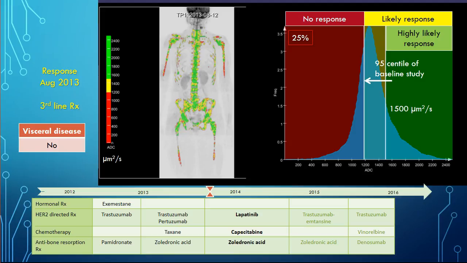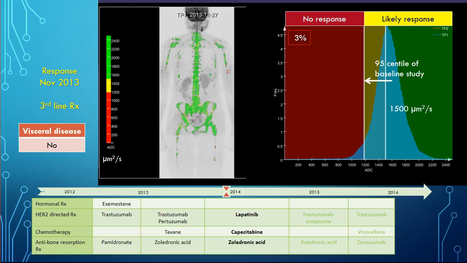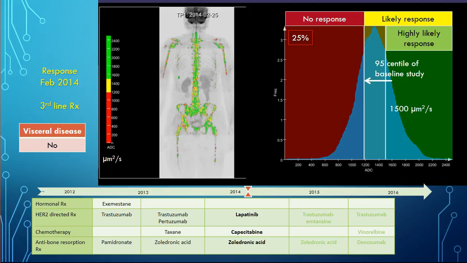This time 25% of the voxels are considered in the active range. We confirm this response on the next scan. Again, she shows green voxels only. On the next scan, we are beginning to see some areas of red. However, 75% of the voxels still show a good response to treatment.